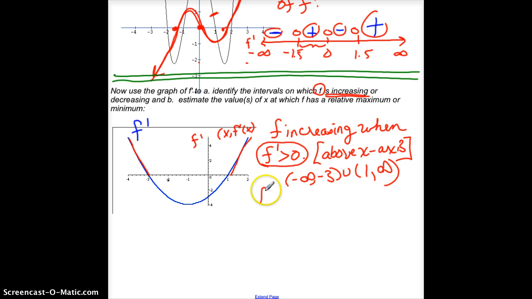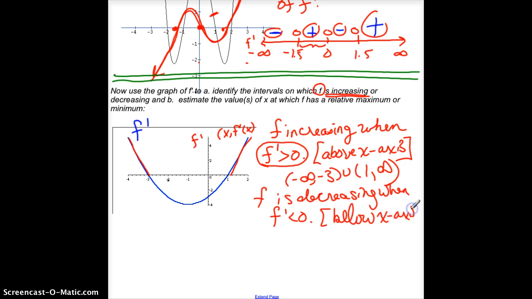All right? Likewise, f is decreasing when the derivative is less than 0. So we're looking on the derivative graph where it falls below the x-axis. That would mean my original function's derivative was negative. Yes, I know it was the most negative down here, but in this whole bottom part of this bowl right here, I am graphing the derivative, and it is negative down there. So that would be from negative 3 to 1.